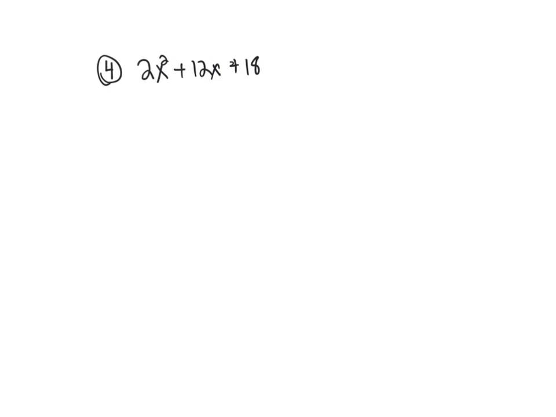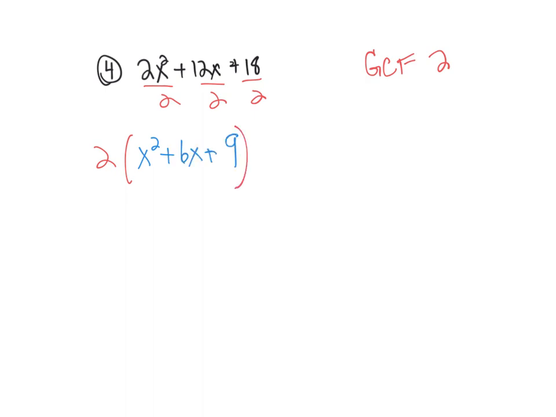All right, the next one we have here is 2x squared plus 12x plus 18. And so I'm going to start with looking for a greatest common factor, and it is 2. So I'm going to take a 2 out of each one of those. And then I'm going to look at what's left inside the parentheses, what I have in blue. And I already did the GCF. And so now what's in blue is 3 terms. And so with 3 terms, I'm going to try the box.